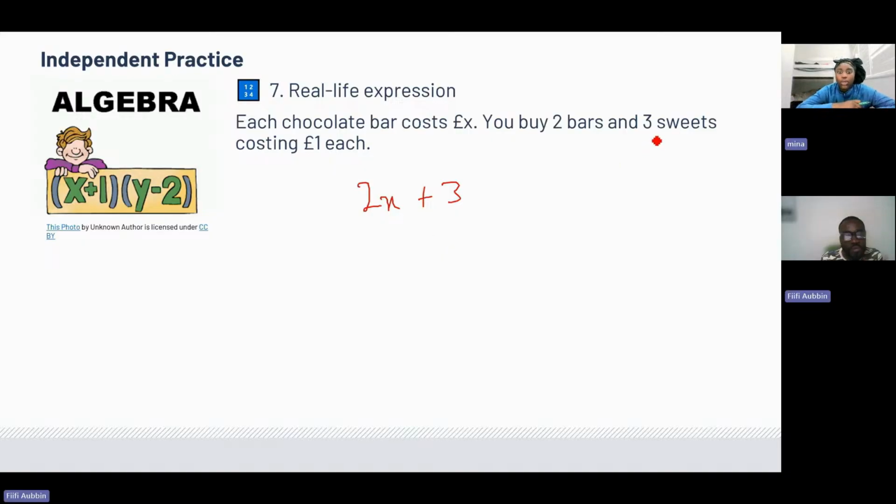Because if you're buying 3 of the sweet and one is £1, that's going to give you what? £3, right? Not 4. Because one sweet is going to cost you £1. And if you're buying 3, that should be 3 times 1. And any number multiplying 1 is the number itself. Does that make sense? So you need to take your time, read a question, understand it, and that'll be it. Okay?